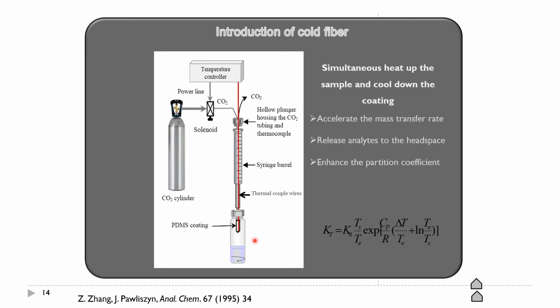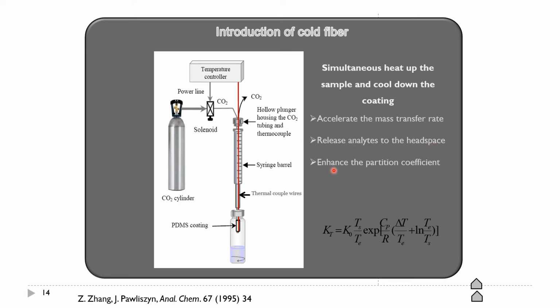SPME format, but here you have a vial instead of water. You have a solid sample. You heat up the solid sample, you release the analytes into the headspace, and you pick them up with the fiber. But to keep the fiber cool, you have a special mechanism to cool it using CO2. And by doing this, you accelerate the mass transfer rate because the diffusion coefficient and dissociation rate constant are faster at the high temperature. You release analytes into the headspace because Henry constants are higher.